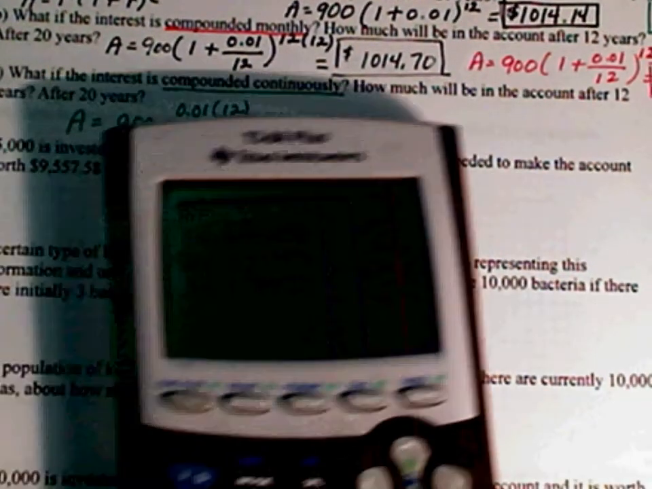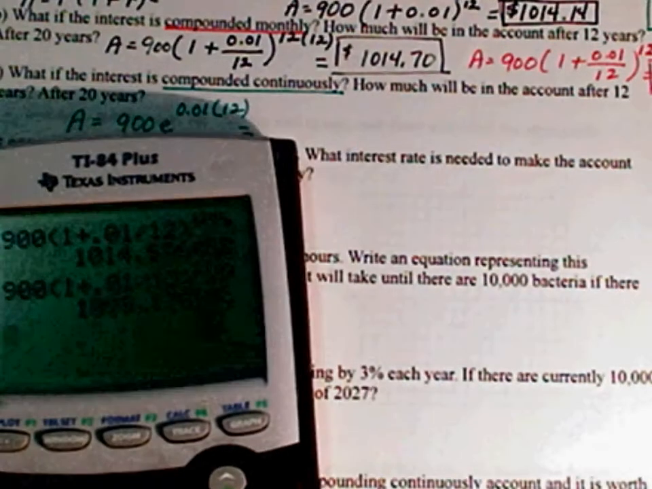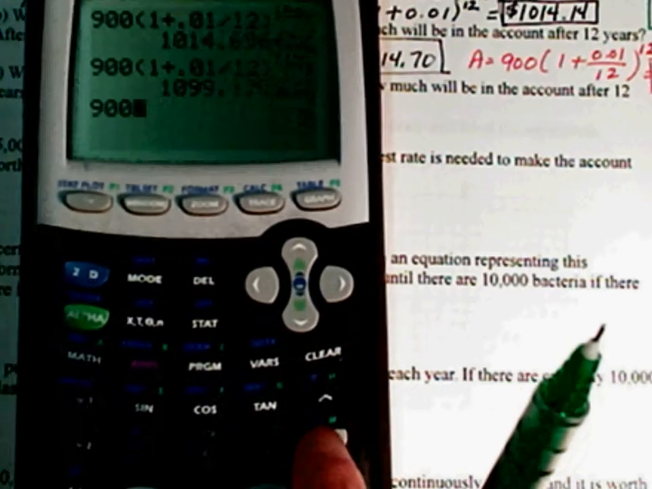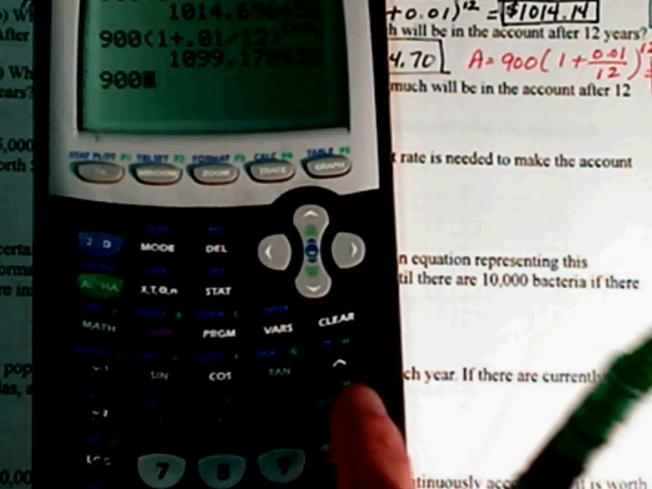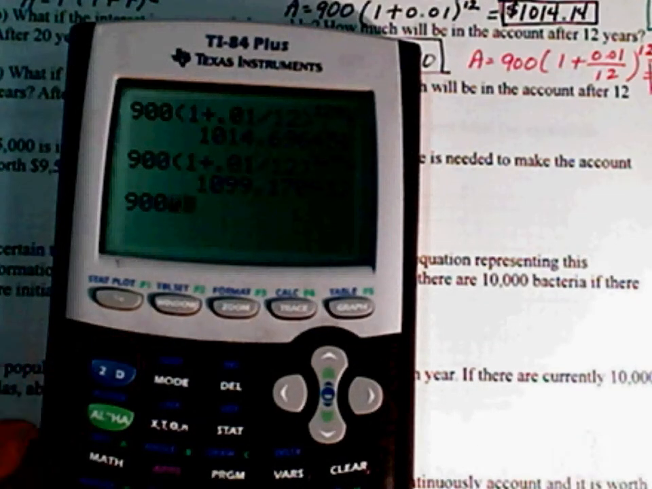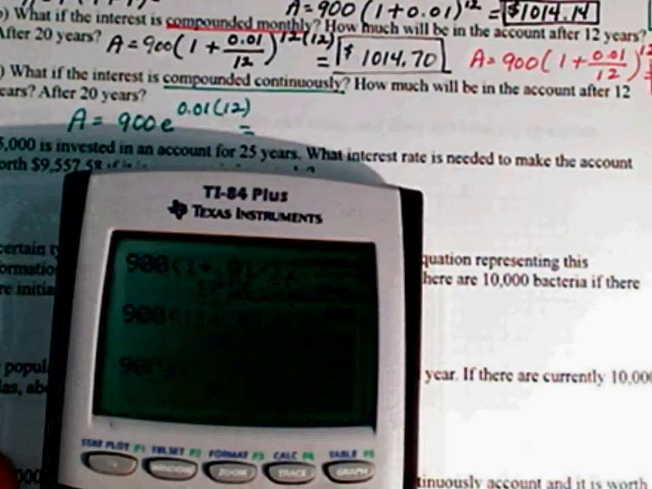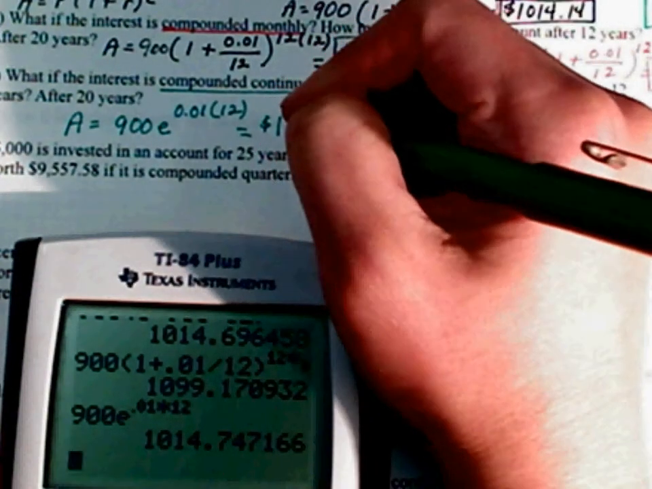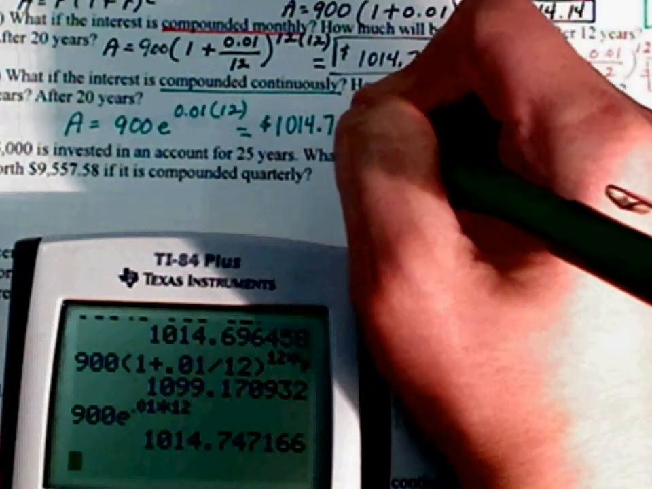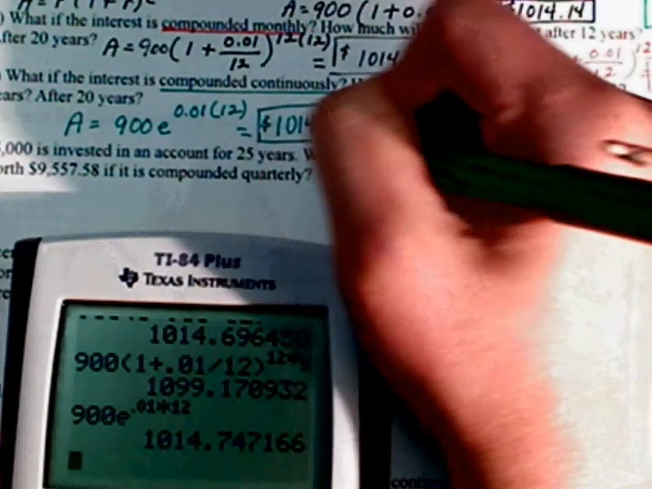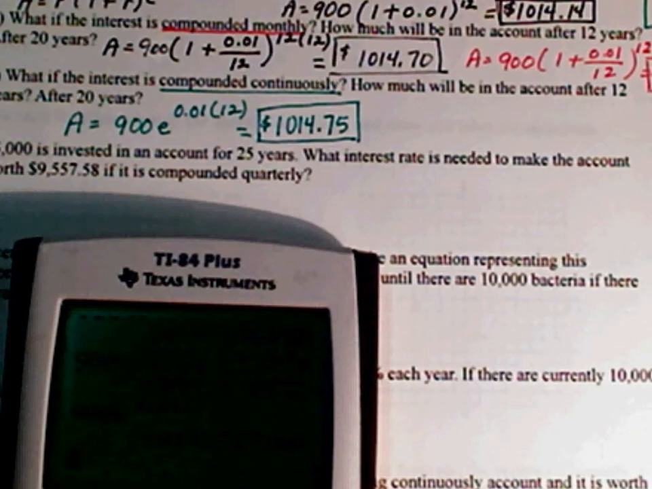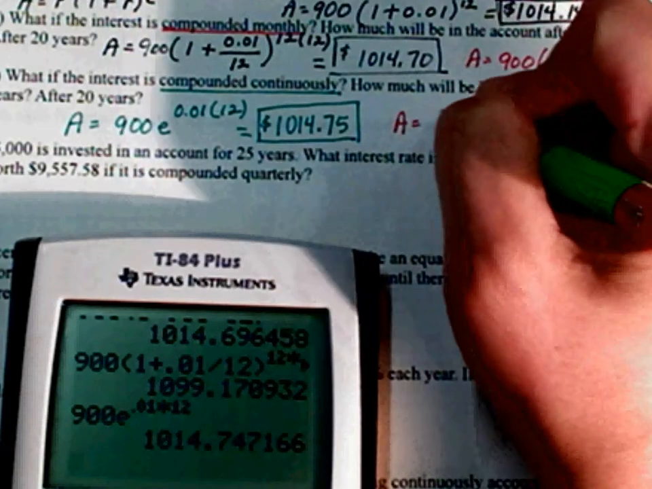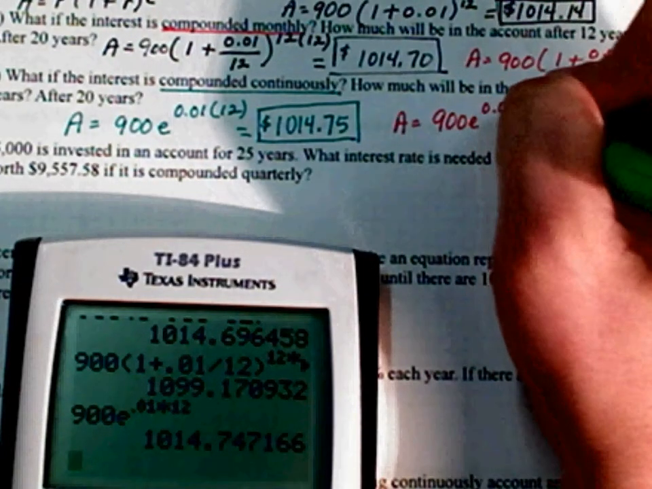You guys see that? Here we go. 900. Now, what I want to show you guys, here's your E right here. See the E? Right above the divisor. Second E raised to the 0.01 times 12. Okay? How much money is that one? $1,014.75. Now, instead of 12 years, how long are we doing it for? 20 years. Same thing, 0.01 times 20. Okay?